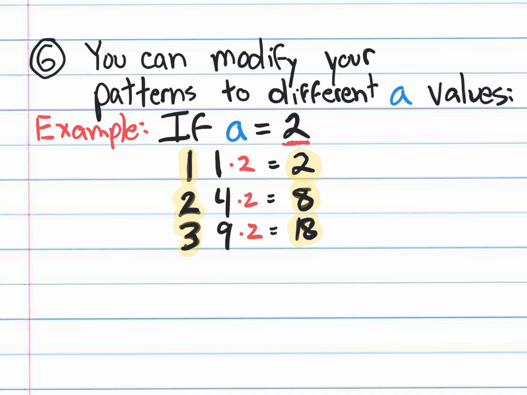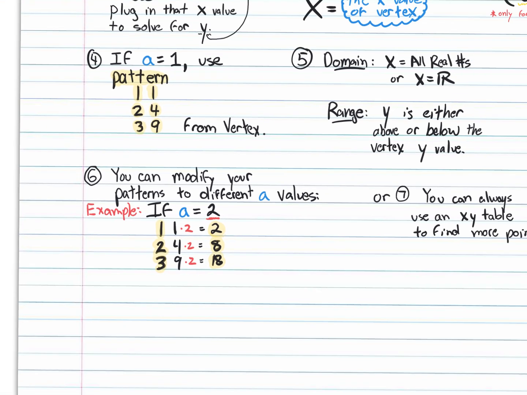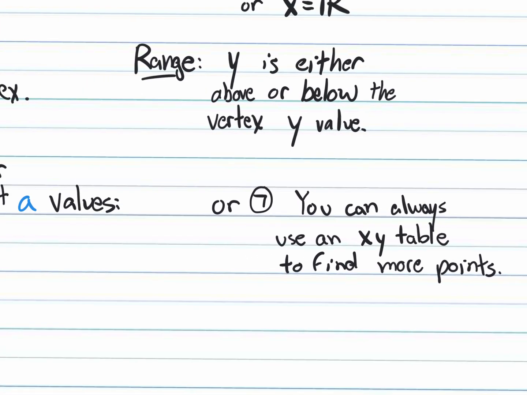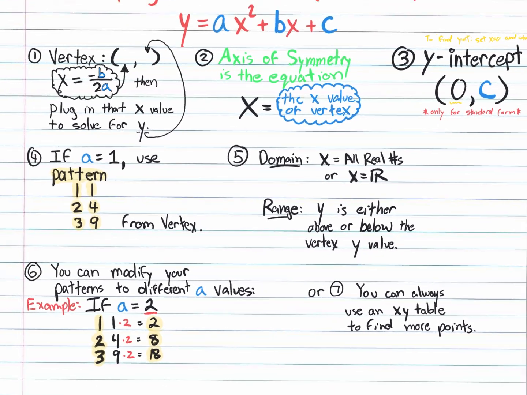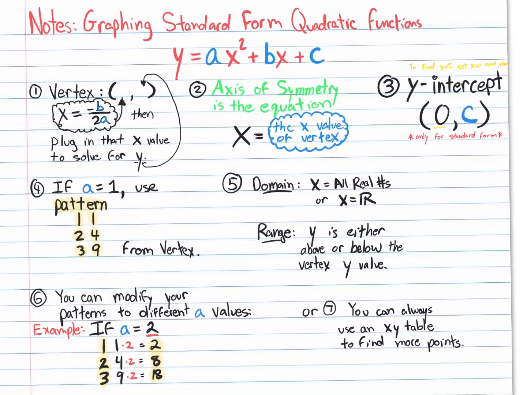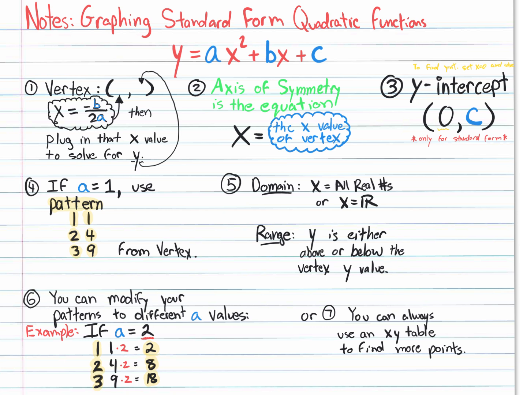Okay, so this whole page is super important, right? And you could always use an XY table to find more points, but if you understand how to modify a pattern, you're never going to have to use an XY table again. So at this point right here, I'm going to pause it to allow you guys to copy this down into your notebooks, right?